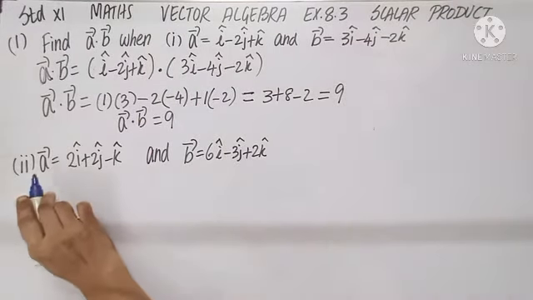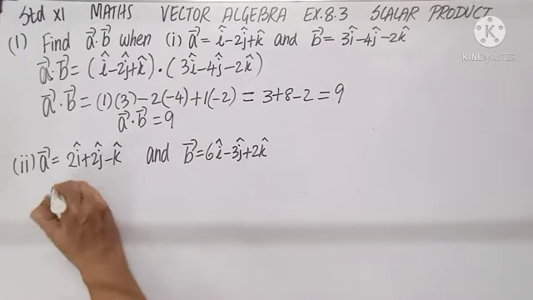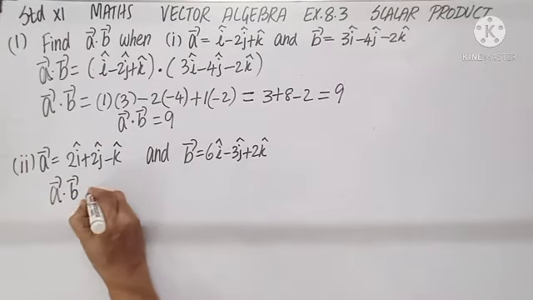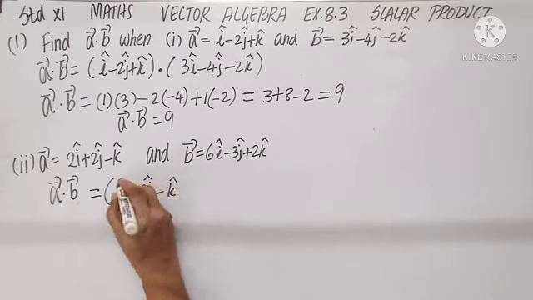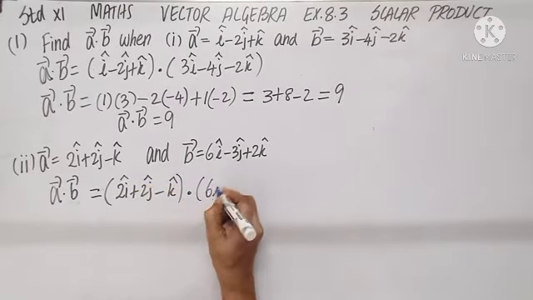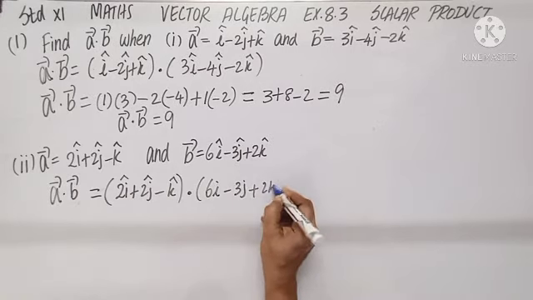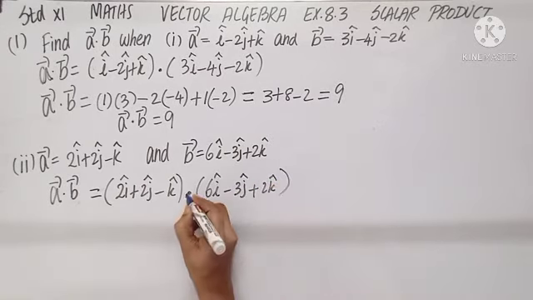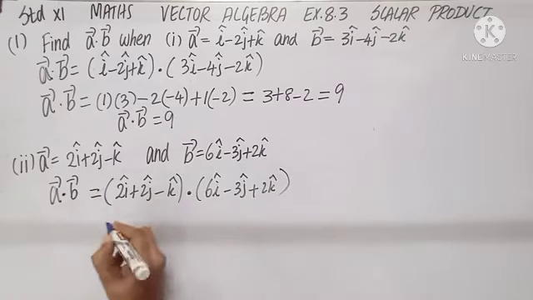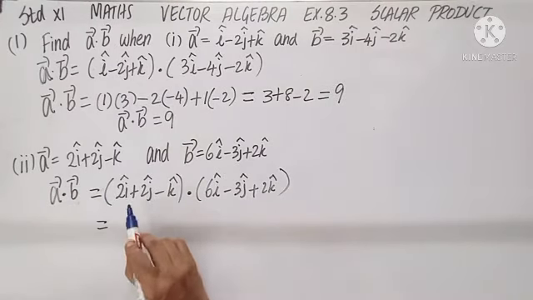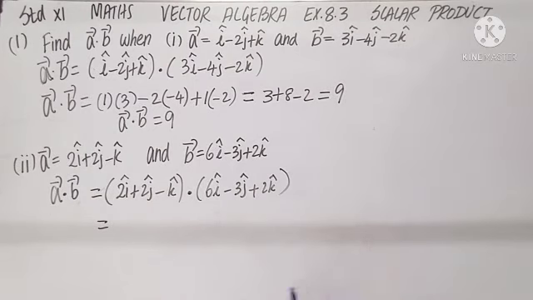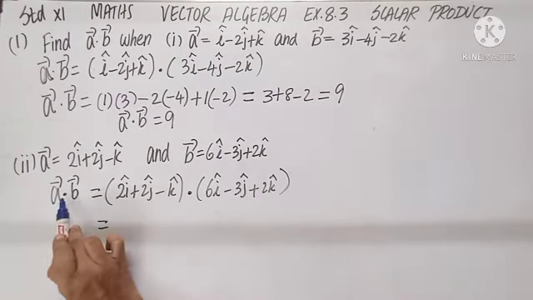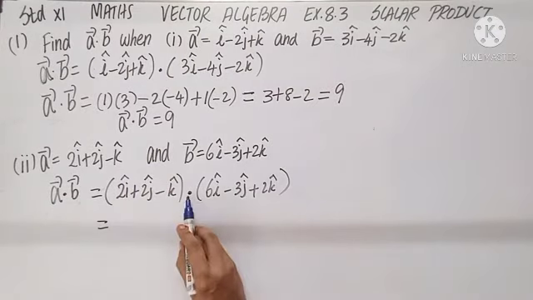Second subdivision, we are given A and B. To find the dot product, A dot B equals 2I plus 2J minus K dot 6I minus 3J plus 2K. Let us remember to mention this dot, which is very important. It is not like ordinary maths problems where we simply write AB. Here A dot B, dot counts a lot, do not forget. How are we to perform dot?